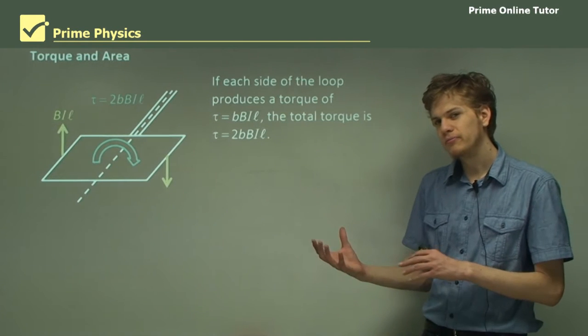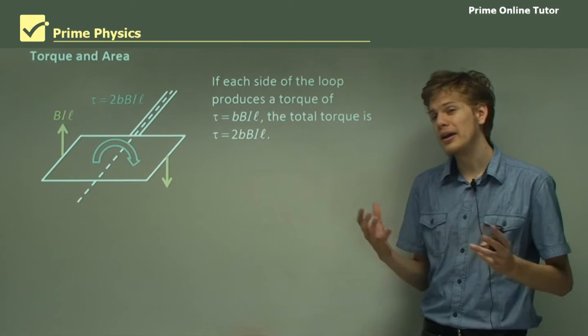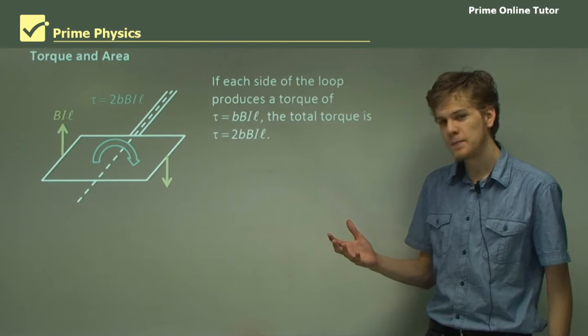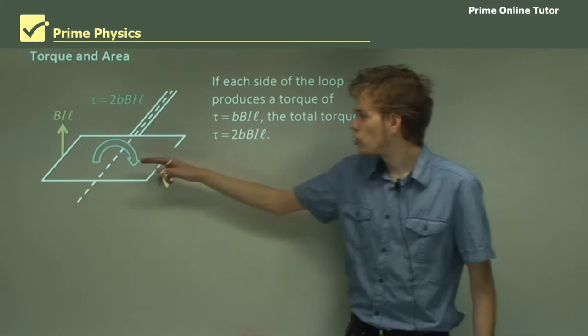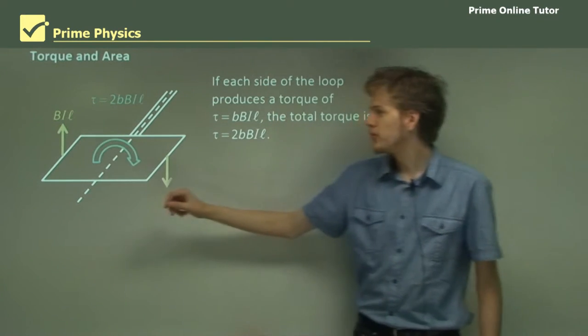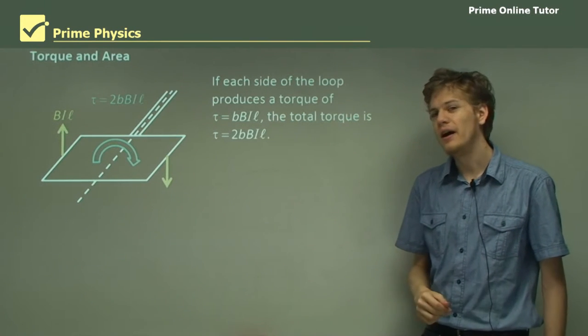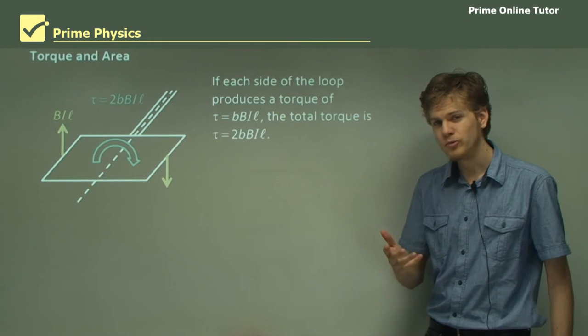So if the torques on each side of the loop are equal and in the same direction, then we can add the torque produced by this force to the torque produced by this force to get 2b BIL. Right? With me so far?